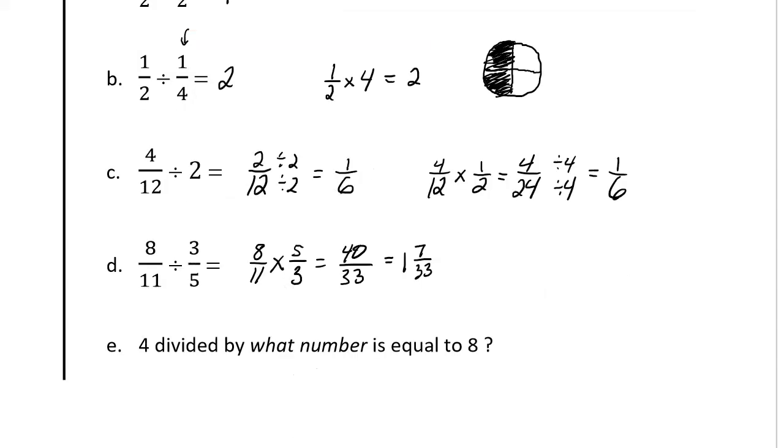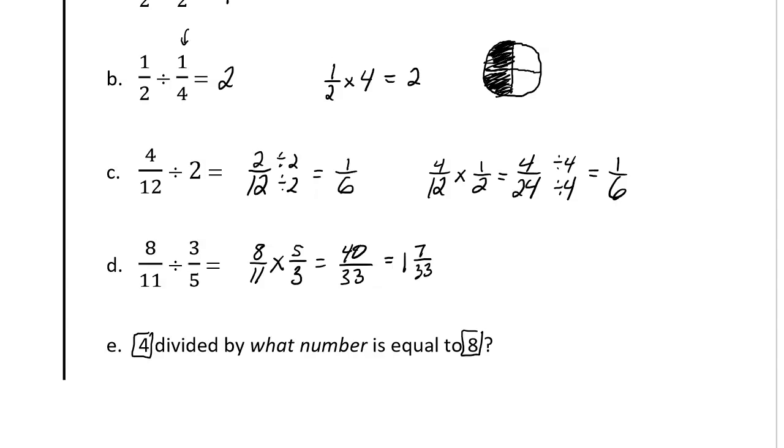Question E, 4 divided by what number is equal to 8? We're beginning with the number 4, dividing it by something, and ending up with the larger number 8 as the answer. The number we divide by must be a fraction less than 1, because if we divide it by something larger than 1, the answer is not going to be a number larger than the 4 that we started with.